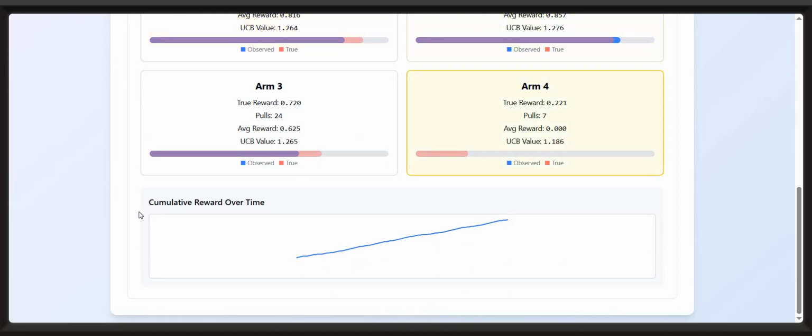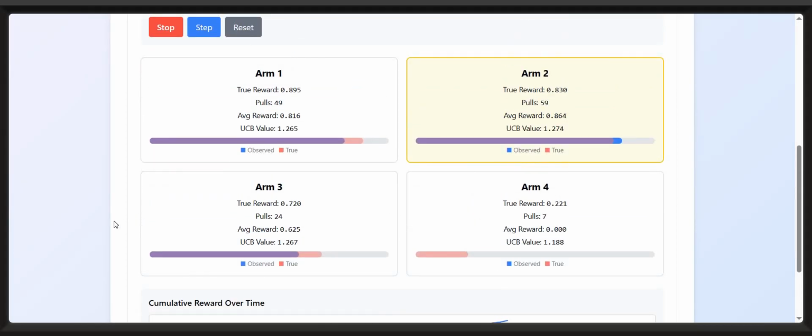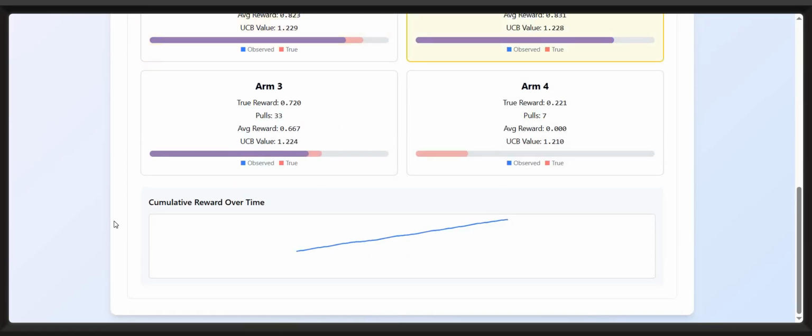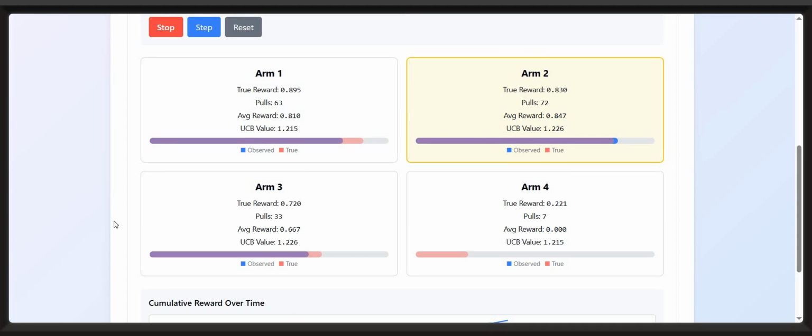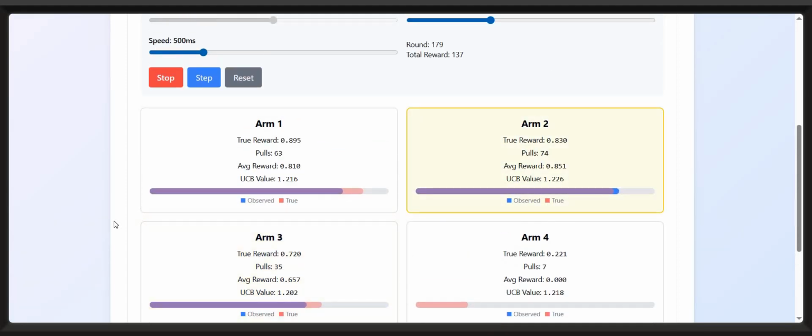And you will also notice that UCB is not deterministic in the sense that it always picks the best known average. It sometimes picks arms with lower averages because their uncertainty is high. That's the exploration at work. Now over time, as we get more data, the algorithm starts to lean more toward exploitation. The arms that consistently give better rewards will tend to get picked more often, while others get filtered out.